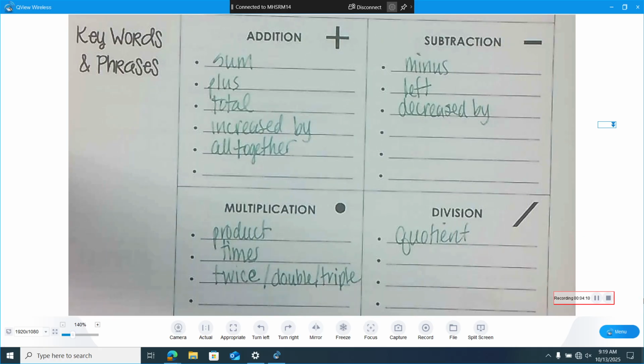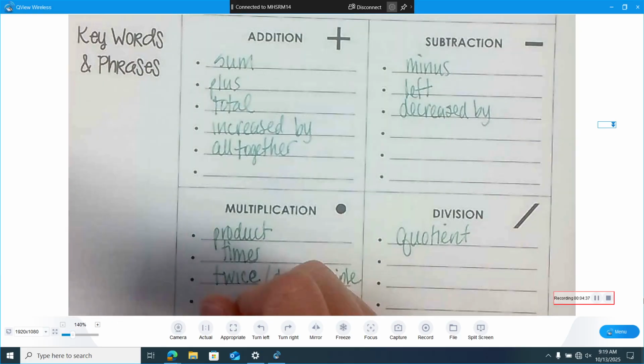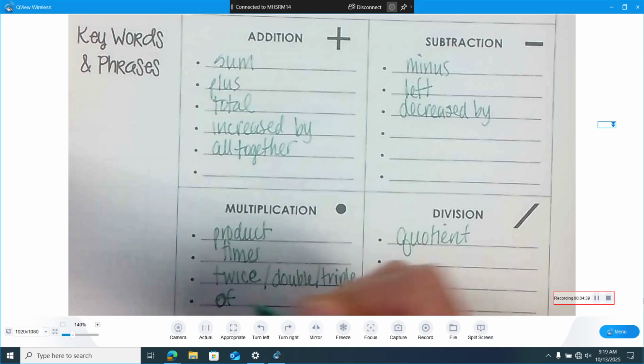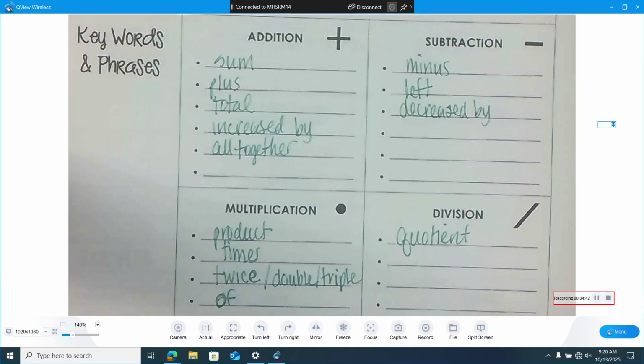Here's a really tricky one. When I say something like, what is 25% of 400? Of is actually a word that tells us an operation. What operation do you think it tells us? It's actually multiplication. Yeah, it's actually multiplication. Of 25% of 200, we would actually multiply the 0.25 times the 200.